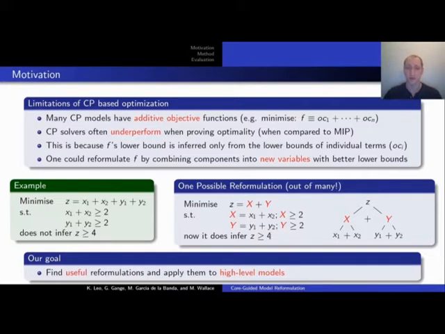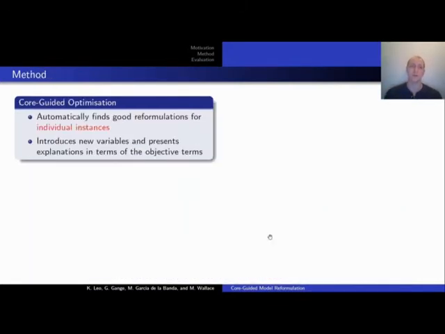So in this paper, we wanted to find useful reformulations and try to apply them at the level of a high-level constraint programming model. One approach that does something similar to this is core-guided optimization, where during search, the core-guided solver will introduce new variables and reformulate the objective on the fly to help with solving.